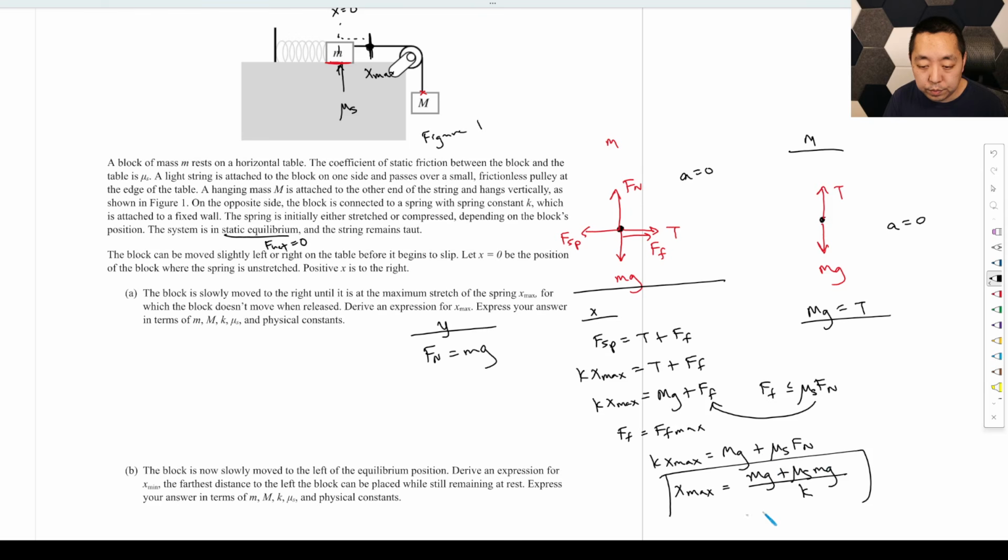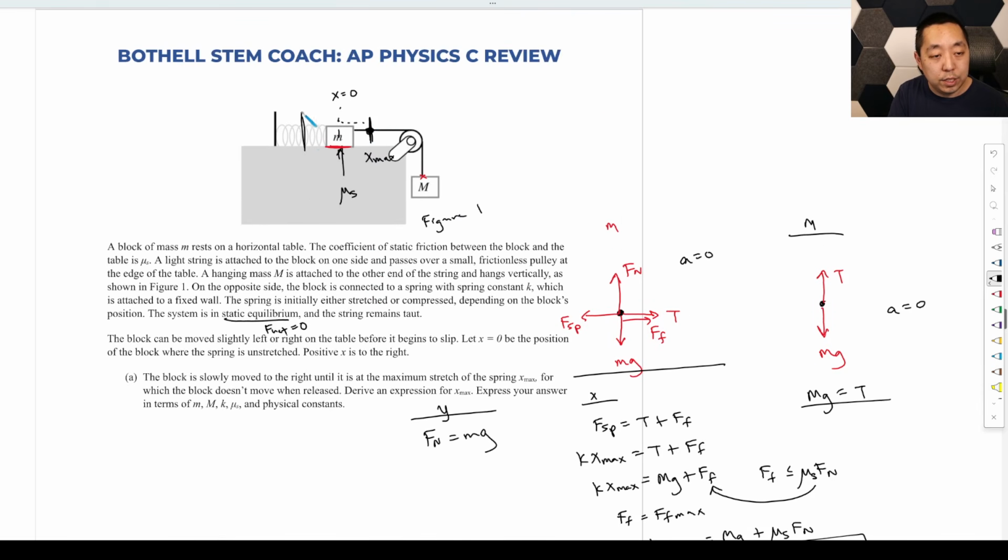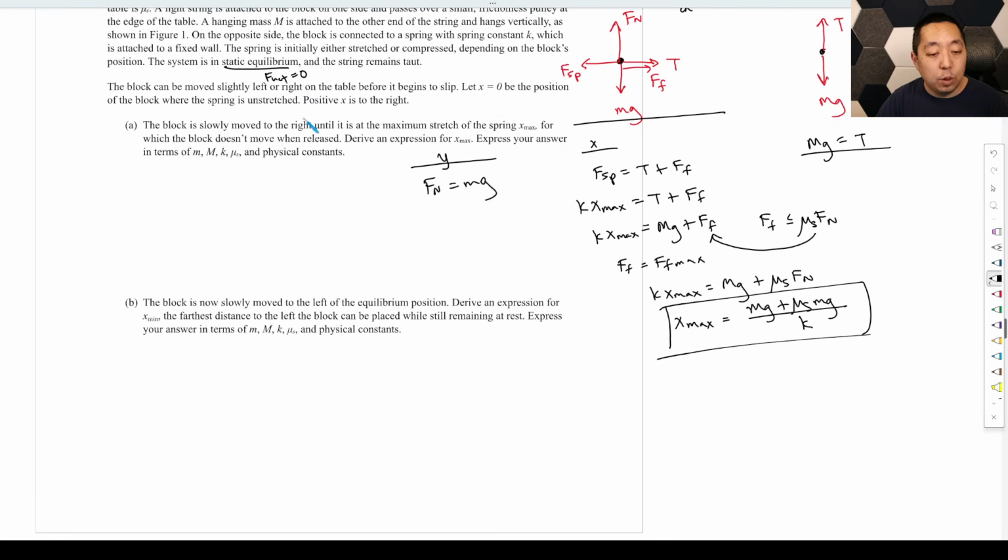Right? Okay, so there we are on that one. Now the block is slowly moved to the left of the equilibrium position. So now we're over here somewhere. And so what's different? Derive an expression for x min, the farthest distance to the left the block can be placed while still remaining at rest.